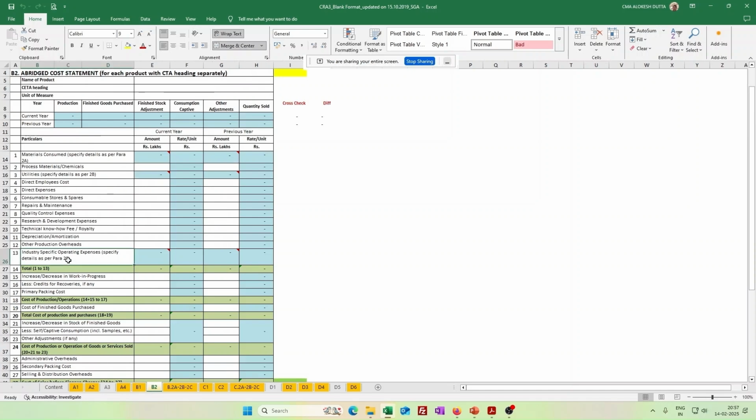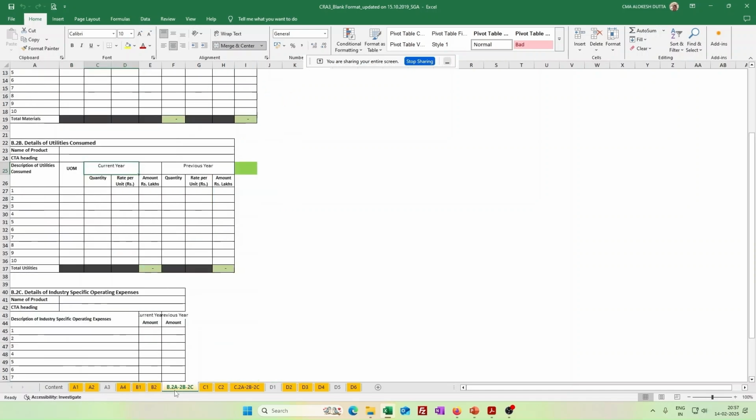Industry specific expenses. Each and every industry has a specific expenditure only to be seen in that industry itself. That is why the name comes here, industry specific expenses. In the coal industry, OBR adjustment is an industry specific expense.